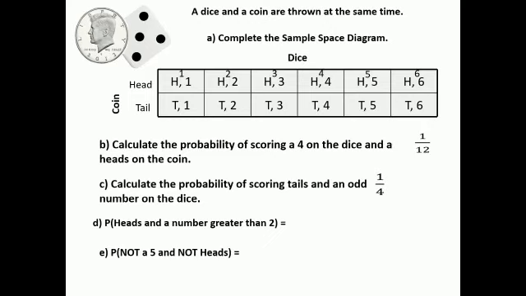Head, and a number greater than 2. Greater than 2 means 3, 4, 5 and 6. 4 numbers. Okay. So you will get 4 by 12. The simplest form is 1 by 3.